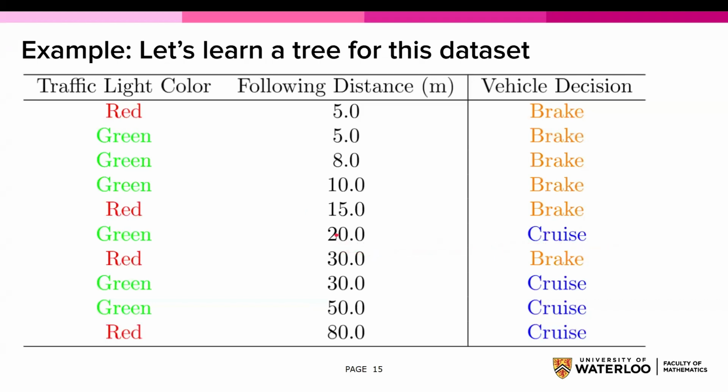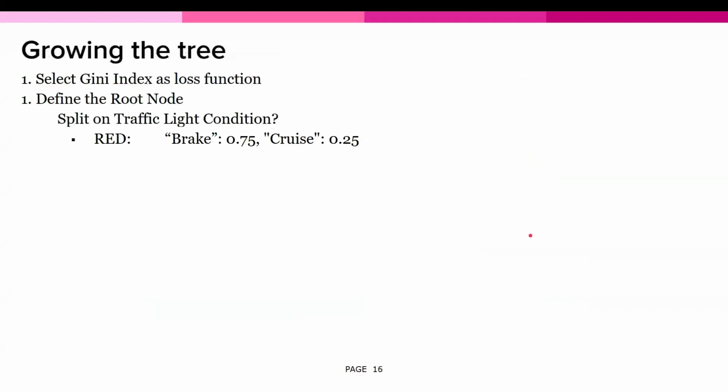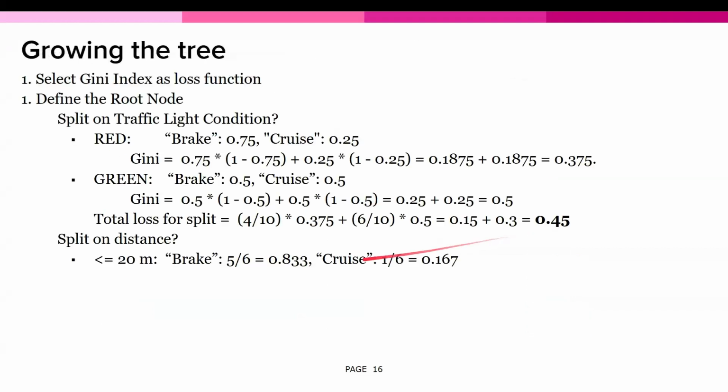Either less than or equal to 20 meters, or greater than 20 meters. Okay, so less than or equal to 20 meters. We've got 6 data points, and they're labeled break, break, break, break, break, cruise. The empirical fraction of break is going to be 5 over 6, and the empirical fraction of cruise is going to be 1 over 6. So these are those empirical fractions.